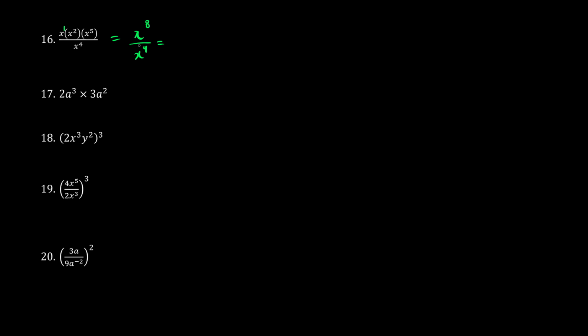And when we have the same base and we're using division, we simply subtract exponents. 8 minus 4 is 4. So in general, when we have x to the a multiplied by x to the b, the result is x to the a plus b. And in general, when we have x to the p over x to the q, the result is x to the p minus q.